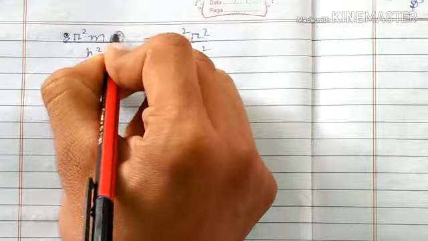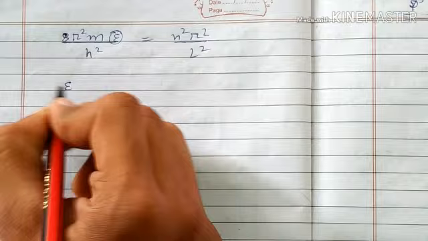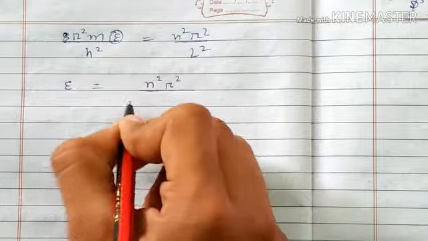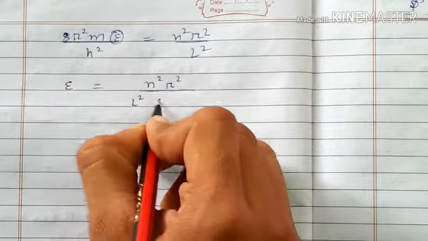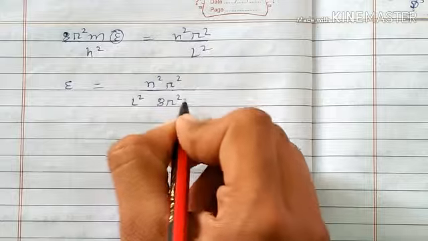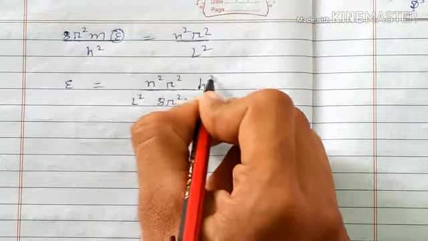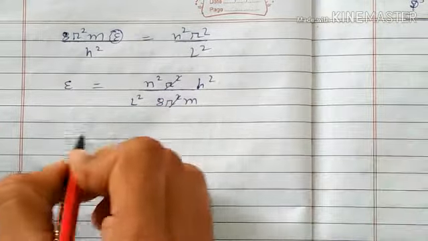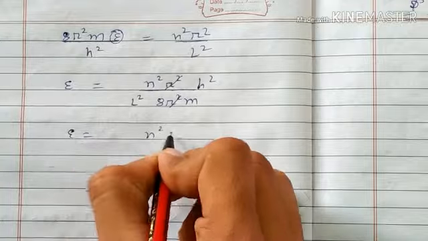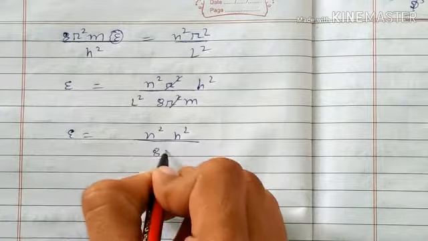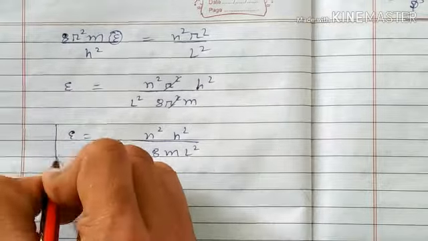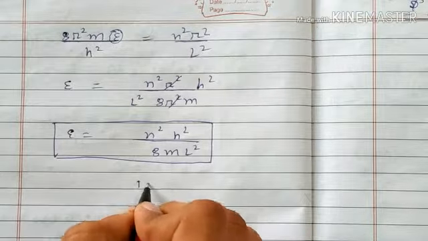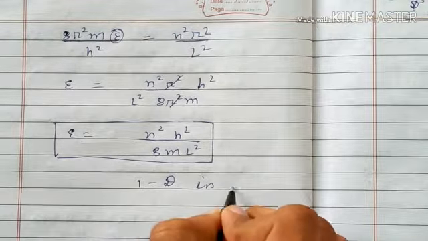We have to calculate E. So take its left hand side, n square pi square upon L square, and this is 8 pi square m, and this is h square. So pi square is cancelled, and E is equal to n square h square upon 8 m L square. This is the energy of a particle in one dimension in a box.